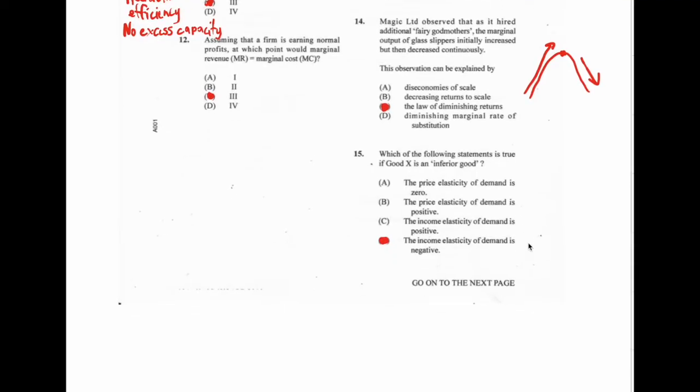Which of the following statements is true if good X is an inferior good? Again, remember from the last question we did with the chicken parts and fish fillet, inferior goods have a negative relationship. So the best answer would be D, where it says the income elasticity of demand is negative. As income increases, quantity demanded decreases for the inferior good, and as income decreases, quantity demanded for the inferior good increases.